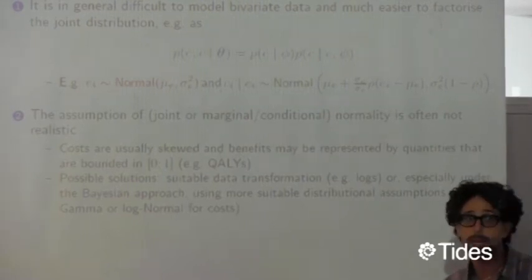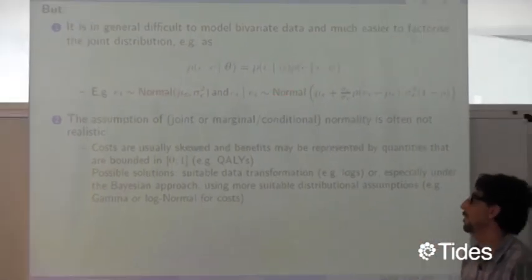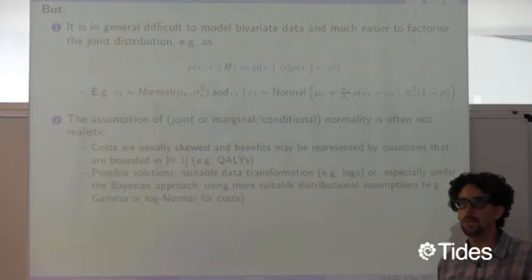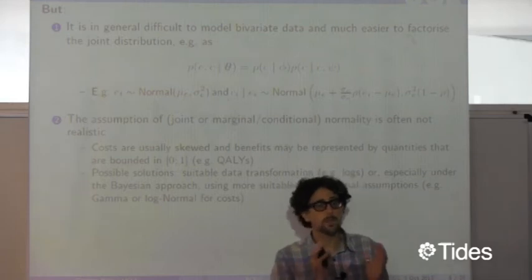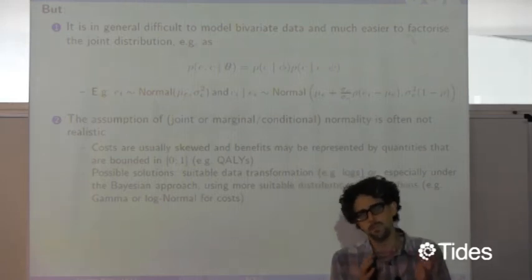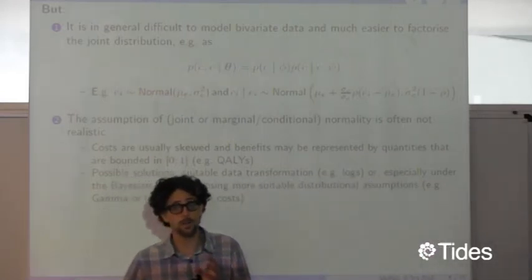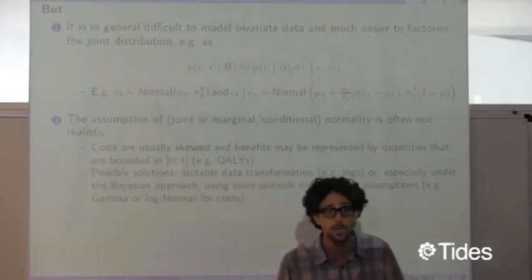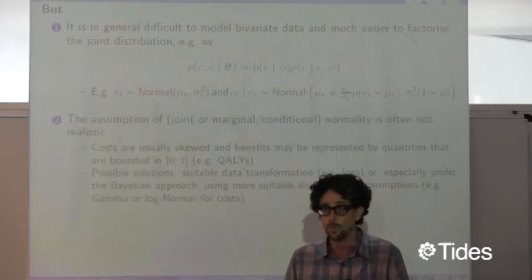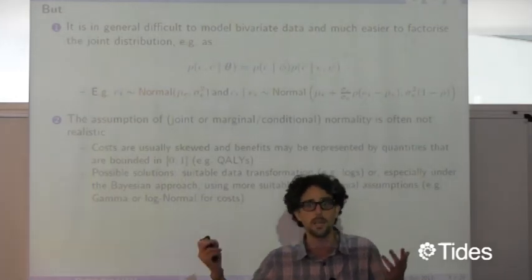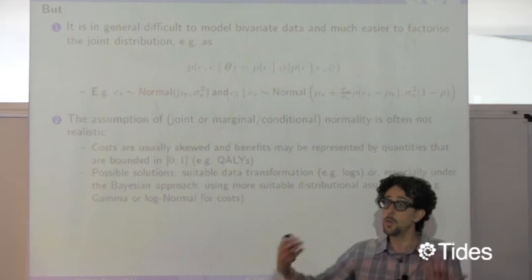However, we have another problem here, and that is that the assumption of joint or marginal conditional normality is often not realistic. We cannot apply it because the costs are usually skewed. Most of the time we have a few patients who have a relatively low cost, and then just a fringe, a small proportion of patients who have a very high cost. Because, for example, they are the sickest patients, or they're very unlucky and experience a lot of side effects, or they need to go into hospital and have a particularly long length of stay for some reason. So they have a higher cost, which increases the skewness of the distribution.